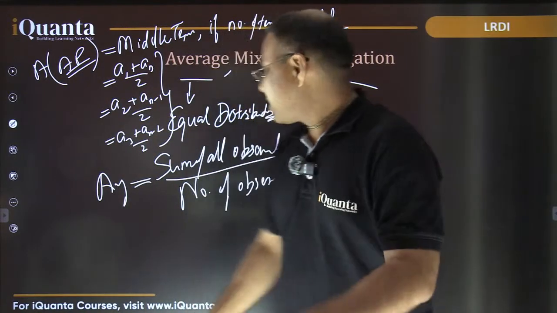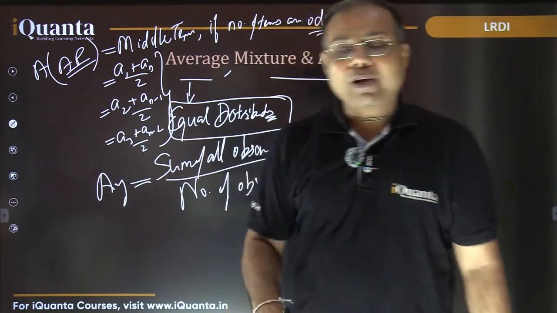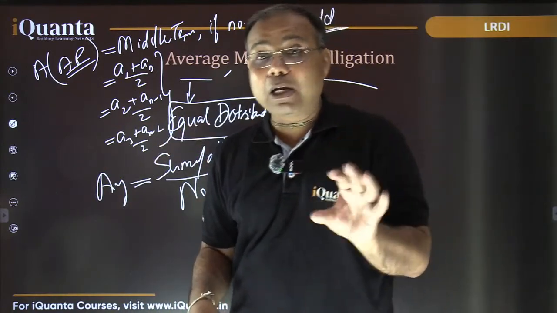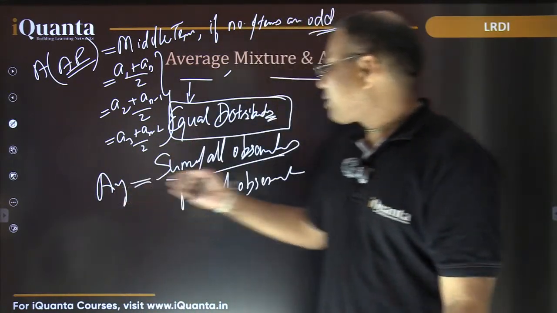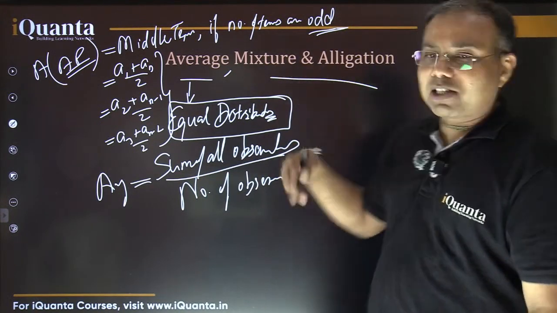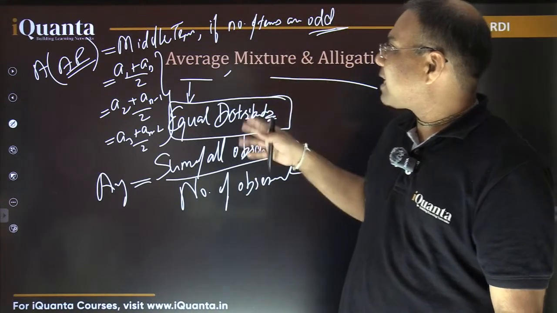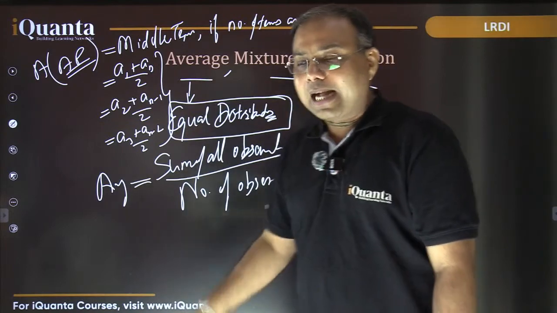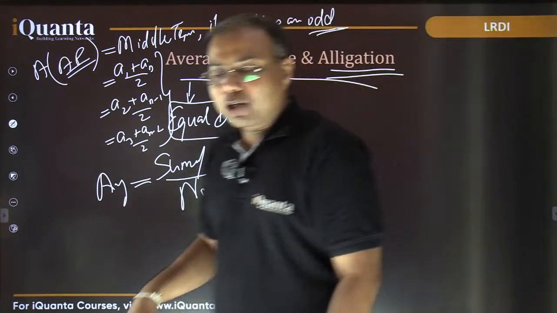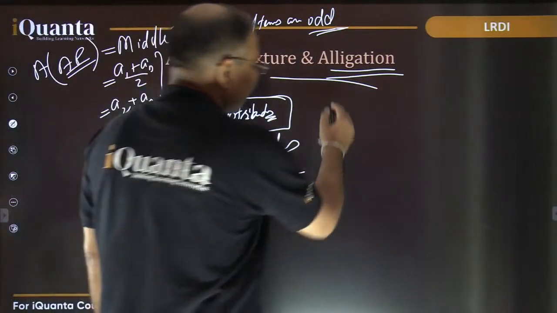Okay? And I have already told you that average actually means equal distribution. When all the terms have an equal value, that equal value is known as the average. That's what we are doing here. And mixture and allegation is just an application of the simple average. In allegation, you have done that allegation formula. Remember?